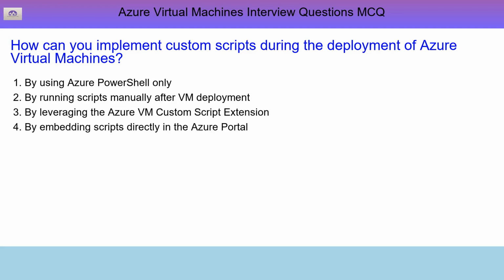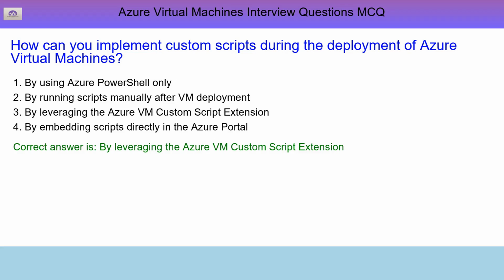Here are your options. 1. By using Azure PowerShell only. 2. By running scripts manually after VM deployment. 3. By leveraging the Azure VM custom script extension. 4. By embedding scripts directly in the Azure portal. The correct answer is by leveraging the Azure VM custom script extension.